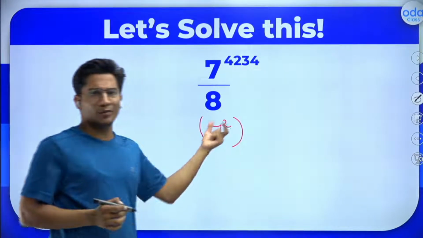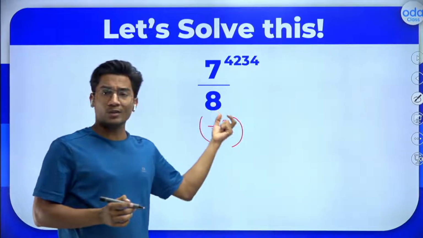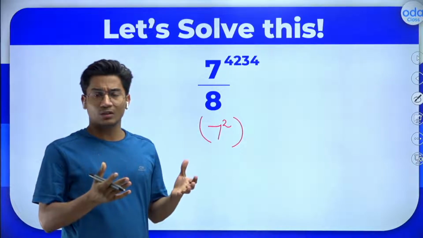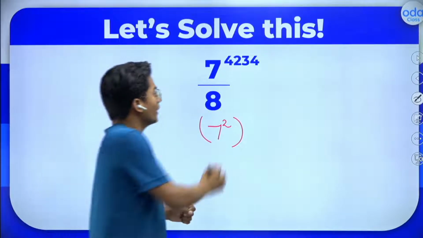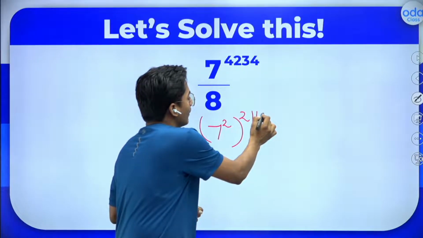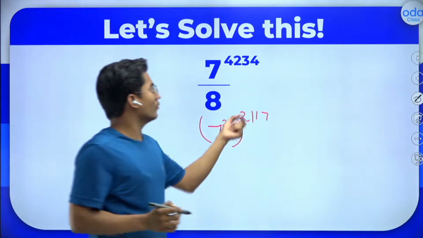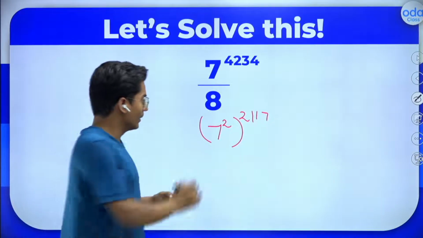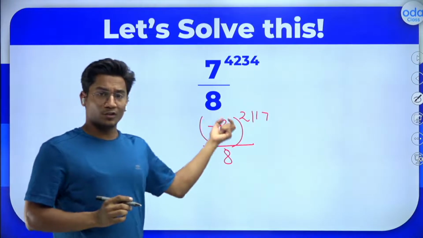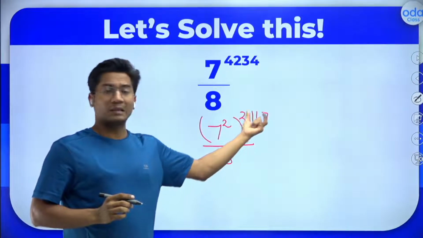I have written it in a different form because I know 7 exponent 2 is 49. So if it becomes 49, the remainder is 1. So again, the problem is solved. So I can write it as 7 exponent 2, whole exponent 2117, divided by 8.